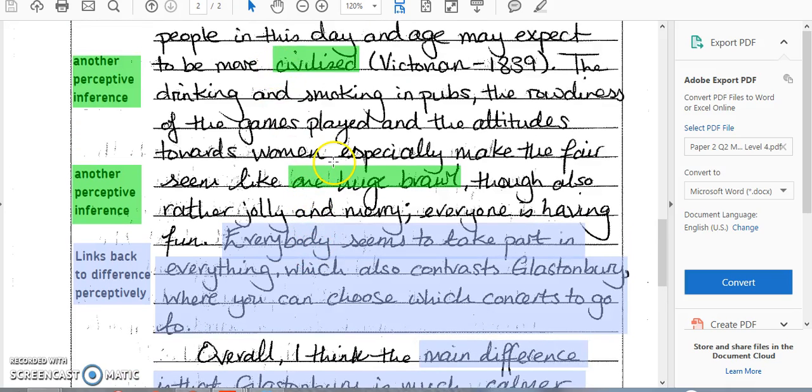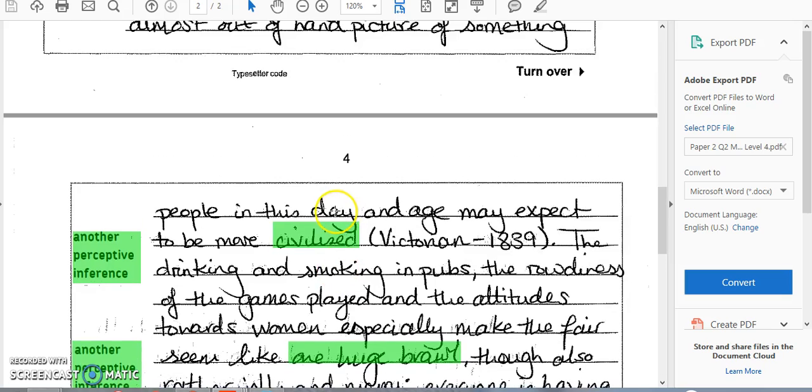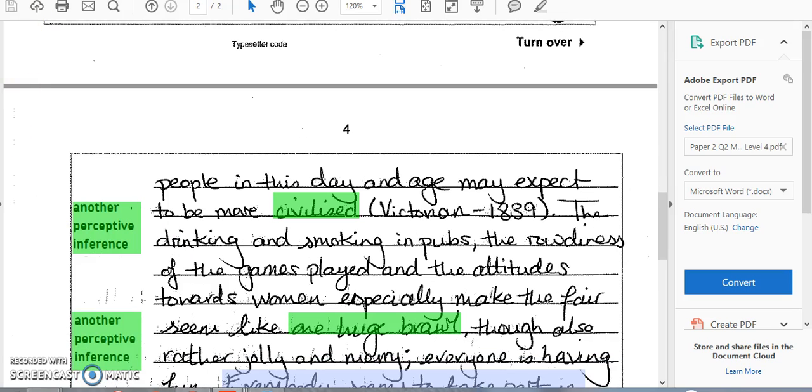A perceptive inference as well. They've gone above and beyond here, talking about the fact that you'd expect the Victorian era to be more civilised, whereas clearly this isn't. And the fact that it might be actually a little bit surprising to us as modern viewers that Glastonbury is significantly more civilised and controlled. So there you go. That is a higher level response.